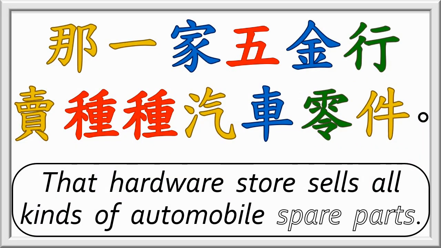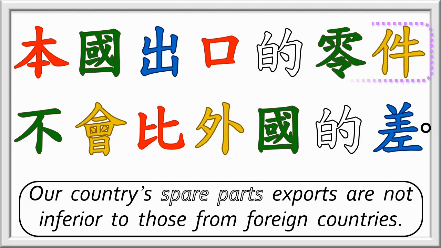Another use of 零 is to indicate the scattered parts of a whole, otherwise known as 零件, spare, or replacement parts. 那家五金行卖种种汽车零件. That hardware store sells all kinds of automobile spare parts. 本国出口的零件不会比外国的差. Our country's spare parts exports are not inferior to those from foreign countries.